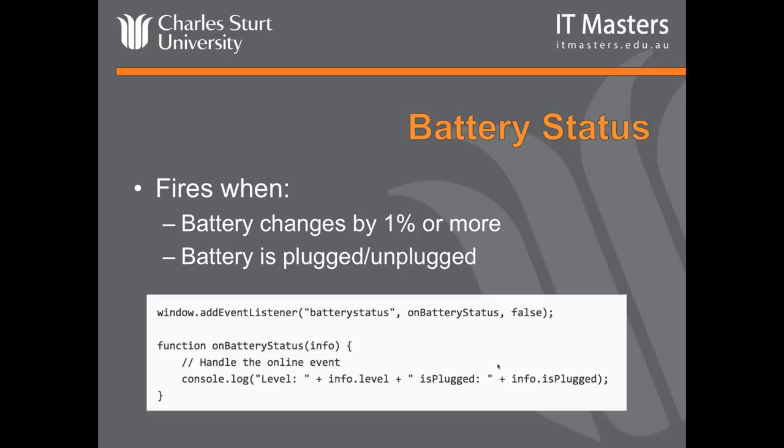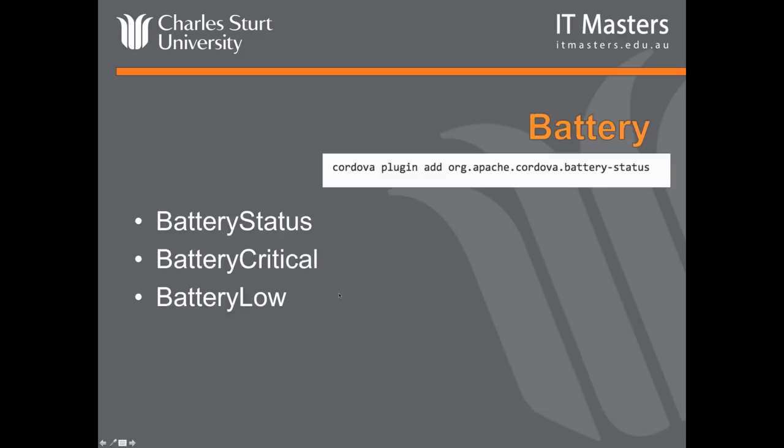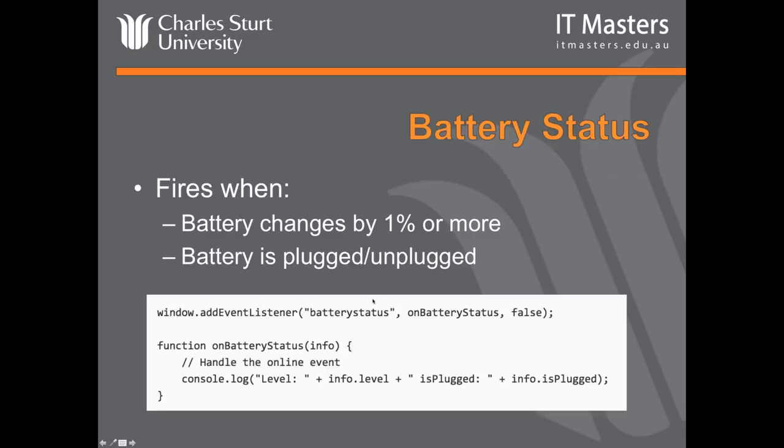If we have a look at the code that we've got here, it's window add event listener. Battery status is what we're listening to, being one of these here. And then on battery status is the name of our function, which in this case is this one here. Now we can call that anything we like. You don't have to call it on battery status, but I would advise you to come up with something fairly standardized so that you can work out what's going on. So you know that you're dealing with a handler. You might even call it handler on battery status or something. Anything you like, really, as long as it's standardized.